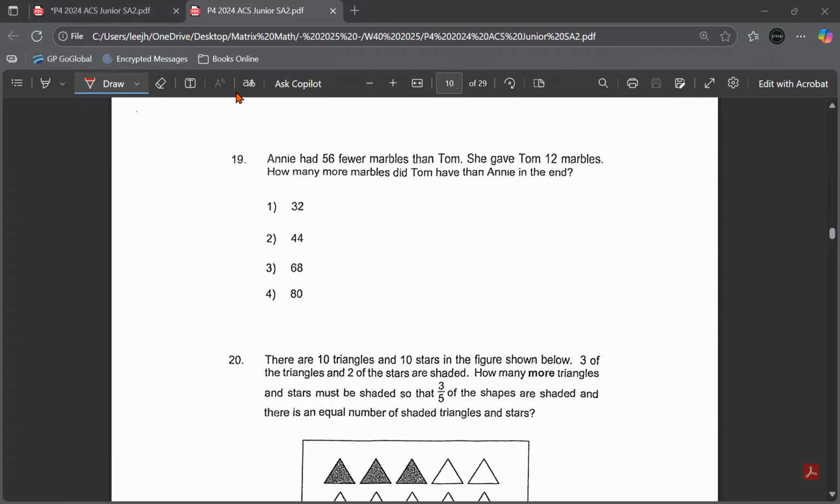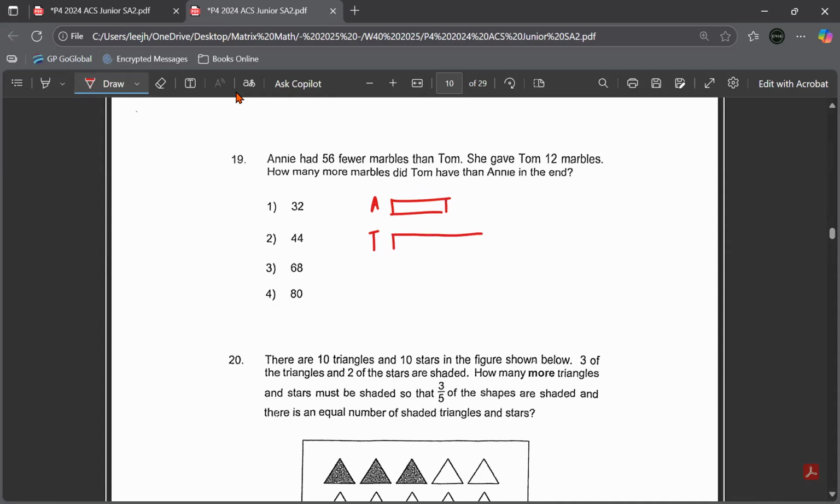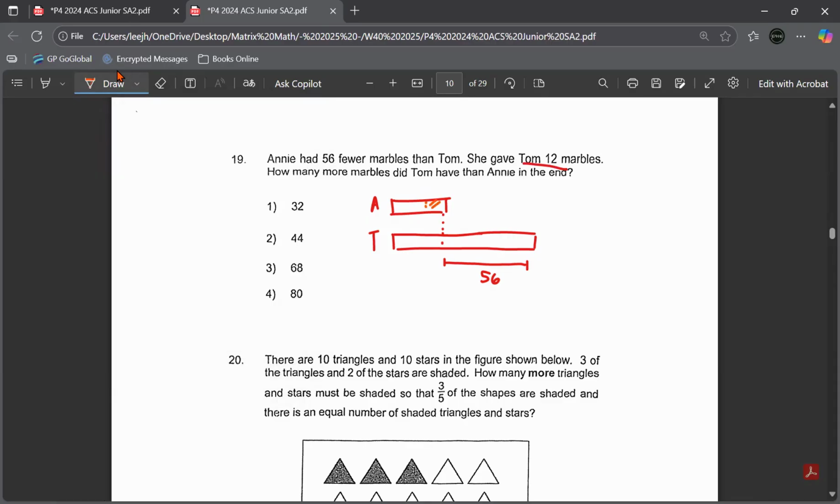Okay, so we're going to draw. Okay, Annie and Tom, right? So it says Annie had 56 fewer. So Annie is shorter than Tom, in the model. By 56. This is 56. So you know that she's going to give Tom 12. So now Annie, although she's lesser, she's going to give 12 to Tom.